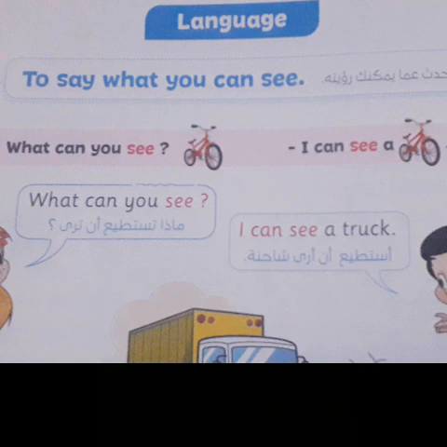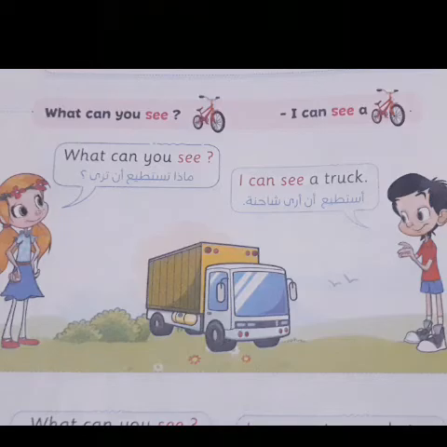Language. To say what you can see. What can you see? Look at the picture. To answer this question, we use "I can see a" and the name of the thing you see. I can see a bicycle. Another example. What can you see? I can see a truck.